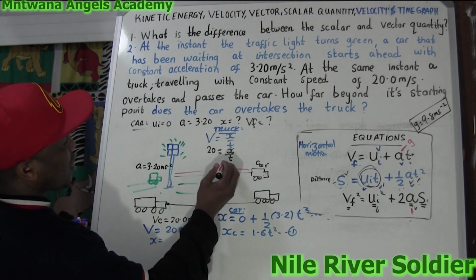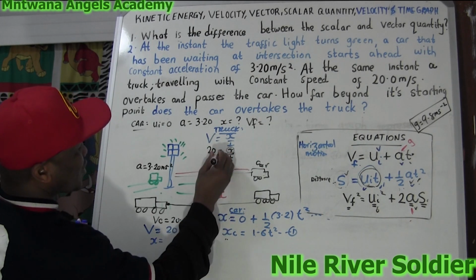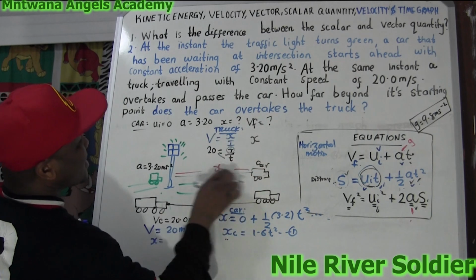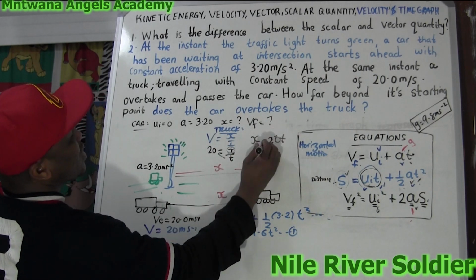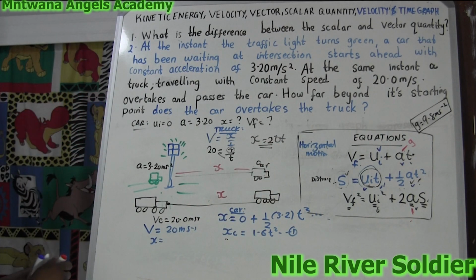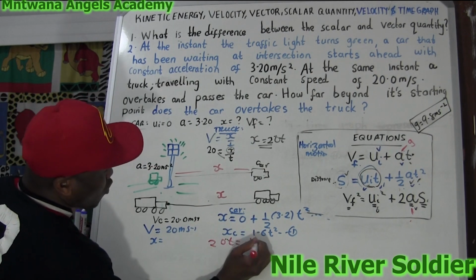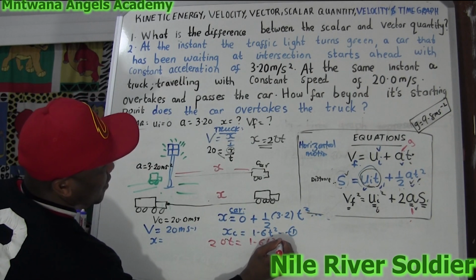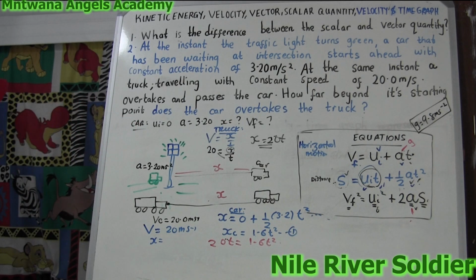And then after that, I'll say distance, which is this, equal to 20t, because I can cross multiply. So distance, which is going to be the same, equal to 20 times t, equal to 20t. So this is going to come here, and it's going to help me to get time. So I'm going to say 20t equals 1.6t squared.